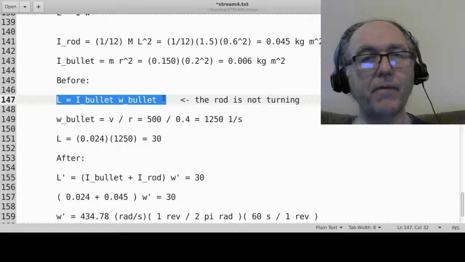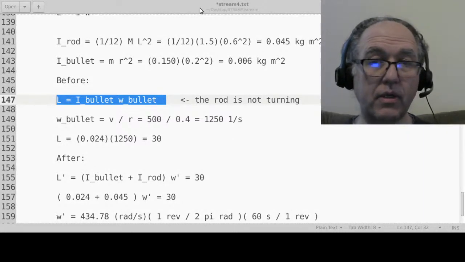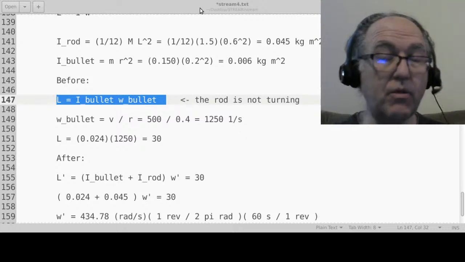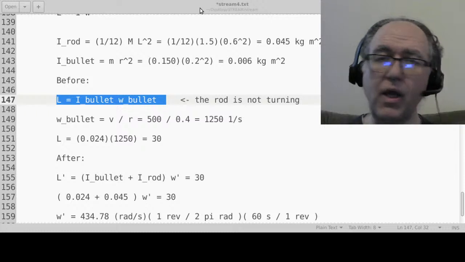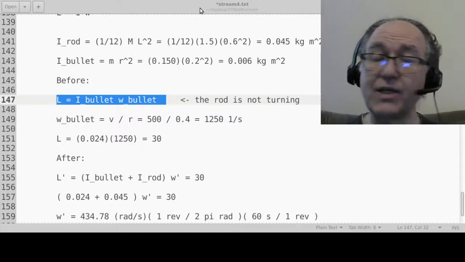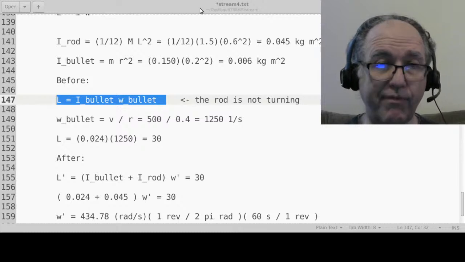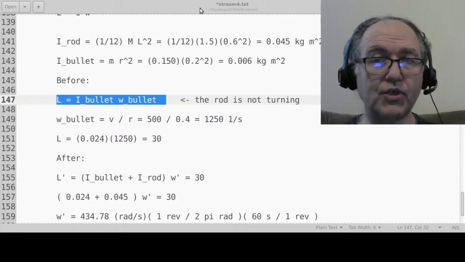So the total momentum before is the moment of inertia of the bullet times the angular velocity of the bullet. So that's the angular momentum of the bullet plus the angular momentum of the rod before the collision. But before the collision, the rod is not turning, and so the angular momentum of the rod is 0 before. Only the bullet is carrying any angular momentum before the collision.